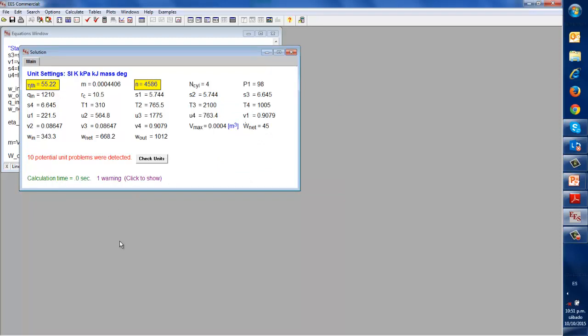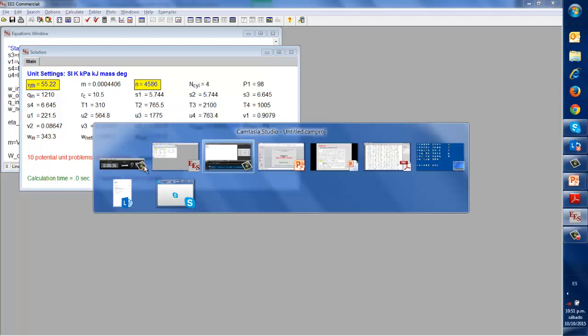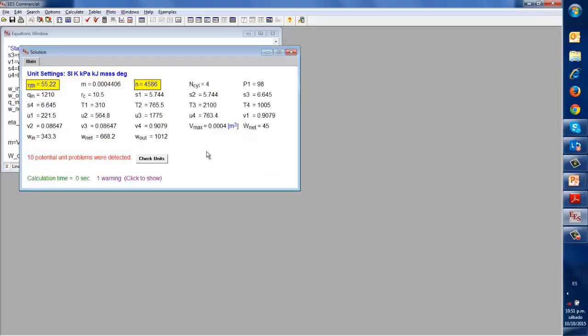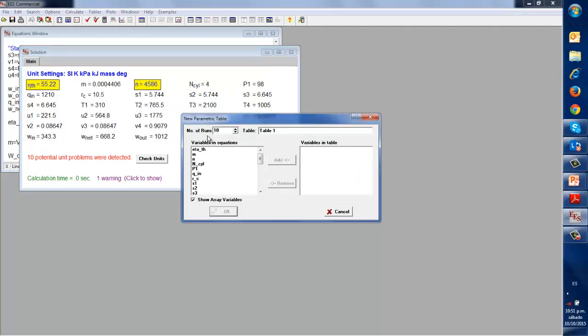Yellow. Okay, so now going back to the problem, it says that we would like to see the effect of the compression ratio on the network done and the efficiency of the cycle, and plot the PV and TS diagram for the cycle. In order to have the plot, we need to create a parametric table. In the parametric table, we are going to change the compression ratio and plot the efficiency. We're going to plot network.